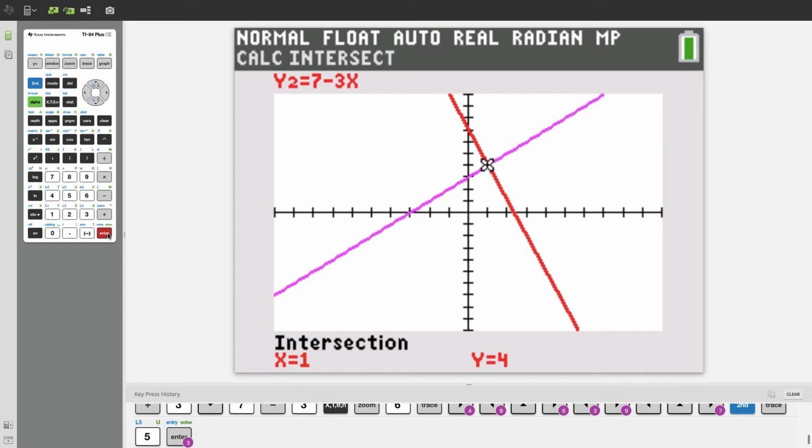Does that make sense, what I'm saying? Wait, how do you even do that? I don't know how you use the trace bar. Is calc, it's the second trace. Trace is right below the... Yeah, it is.